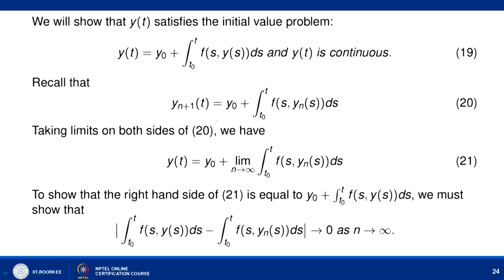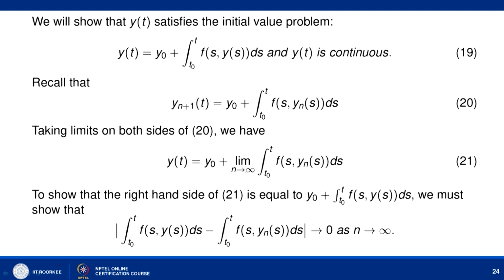Now if you apply the limit here, then limit will be what? Since the limit of y_{n+1}(t) is y(t), and y_0 is independent of n, we can say that if we take the limit, it is given as y(t) equals y_0 plus limit n tending to infinity of the integral from t_0 to t of f(s, y_n(s)) ds.